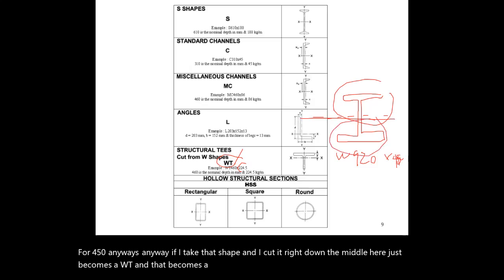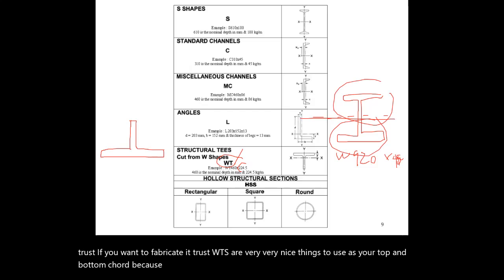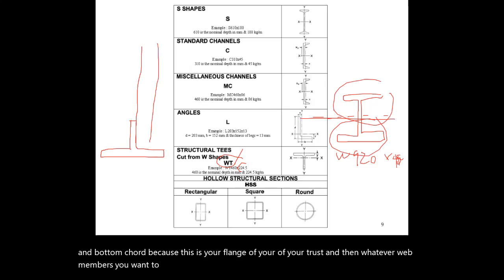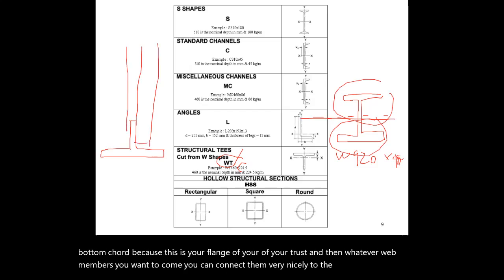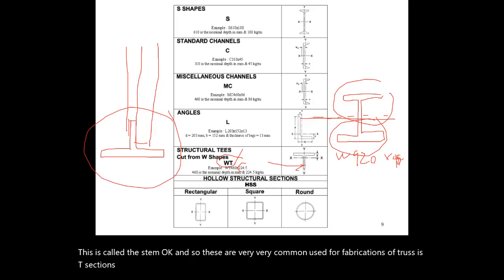Okay. Now, where do we use WTs? Well, if ever you're doing a truss, if you want to fabricate a truss, WTs are very, very nice things to use as your top and bottom chord, because this is the flange of your truss, and then whatever web members you want to come, you can connect them very nicely to the side of the stem here. This is called the stem. These are very common, used for fabrication of trusses, T-sections, and so on. So those are WTs. They're just wide flanges cut in half. That's all they are.